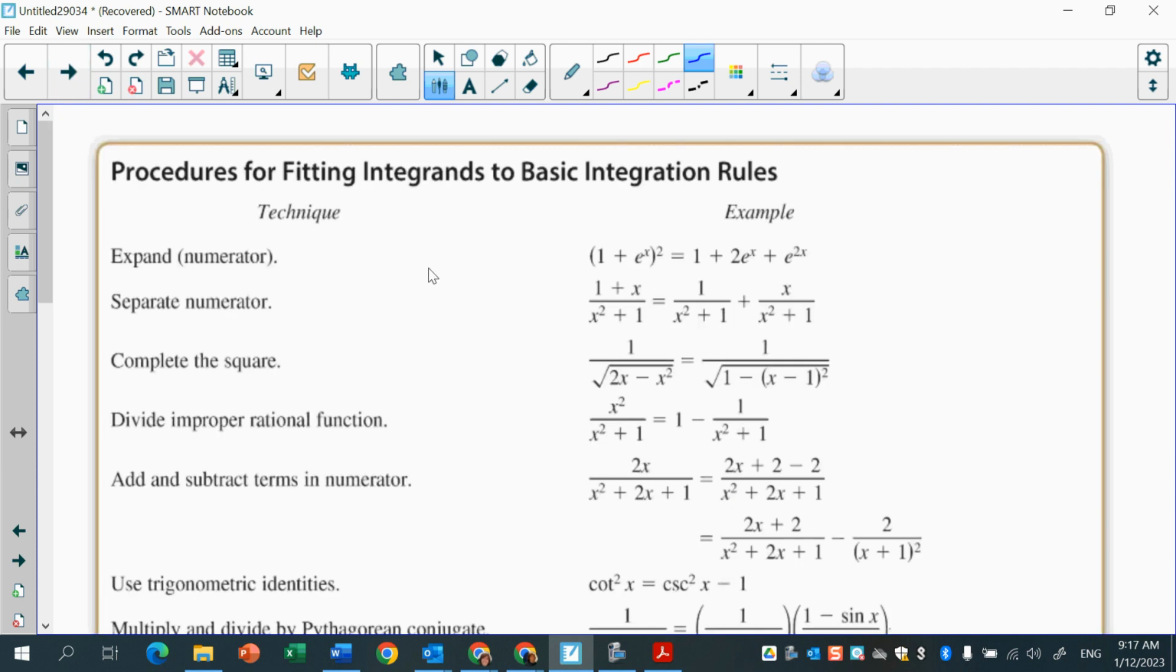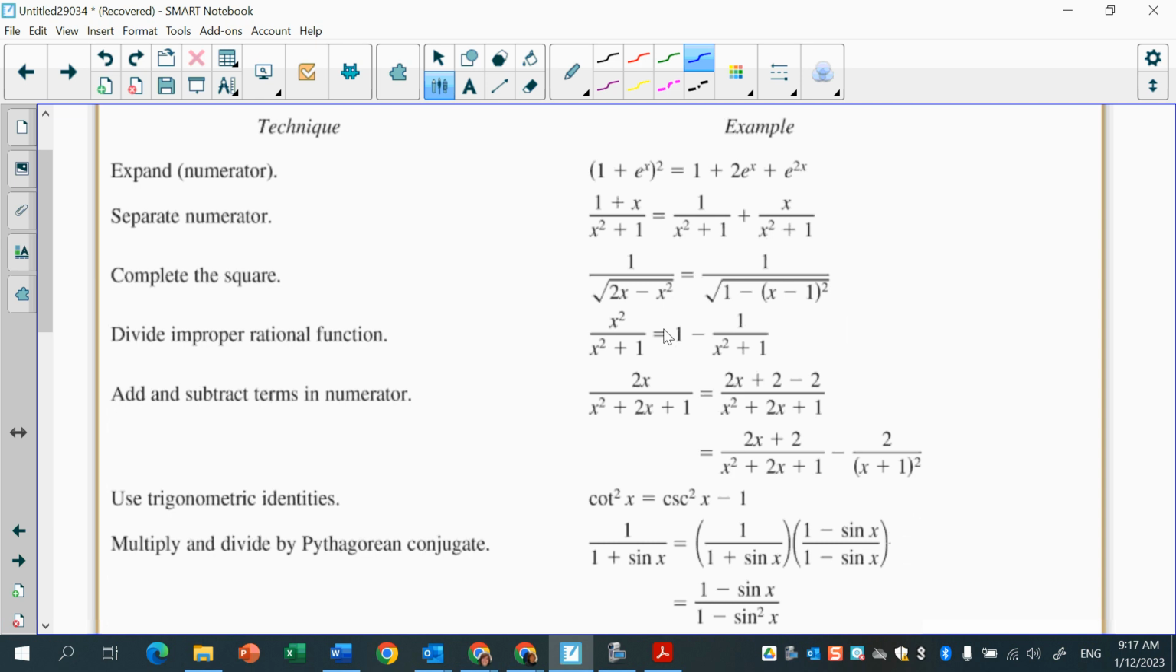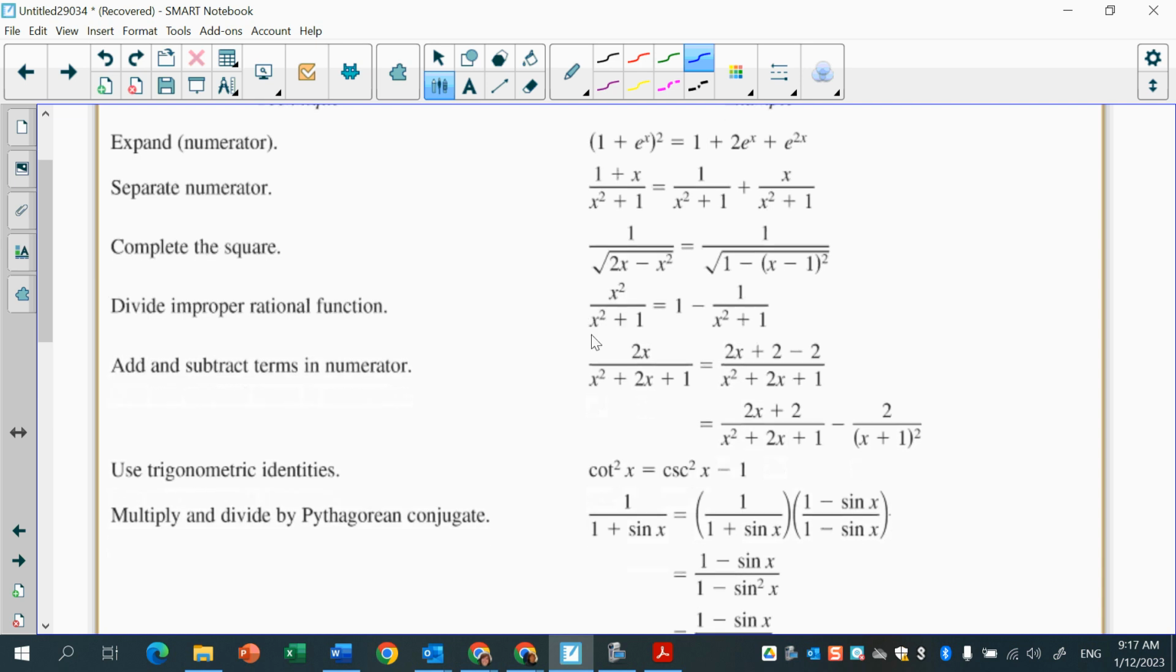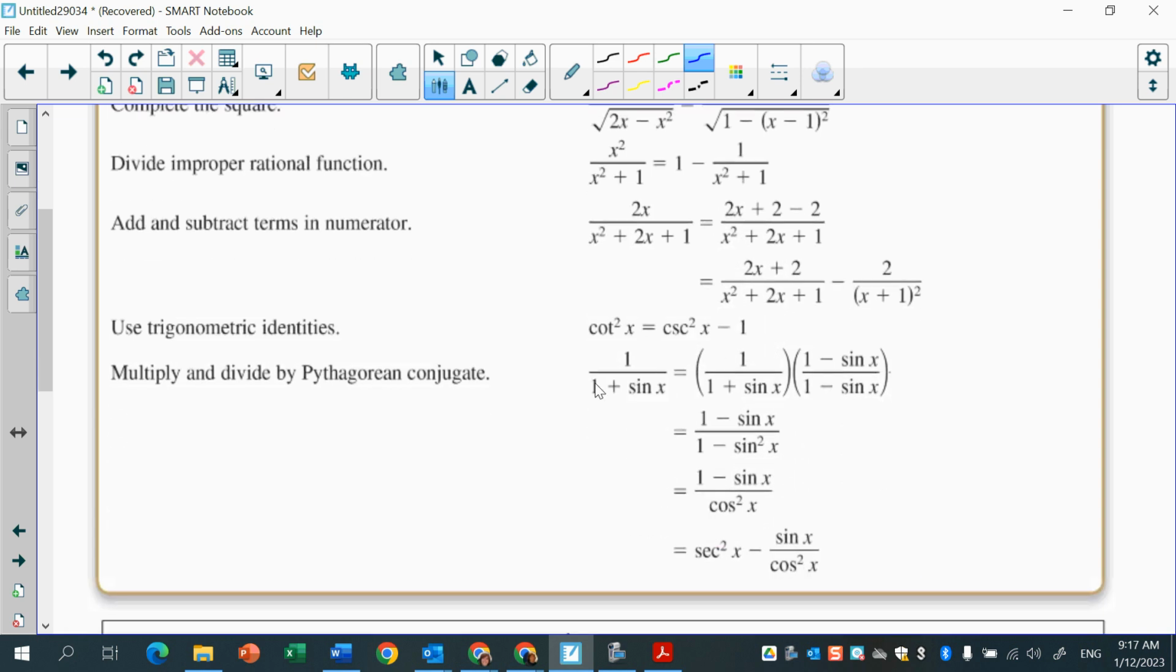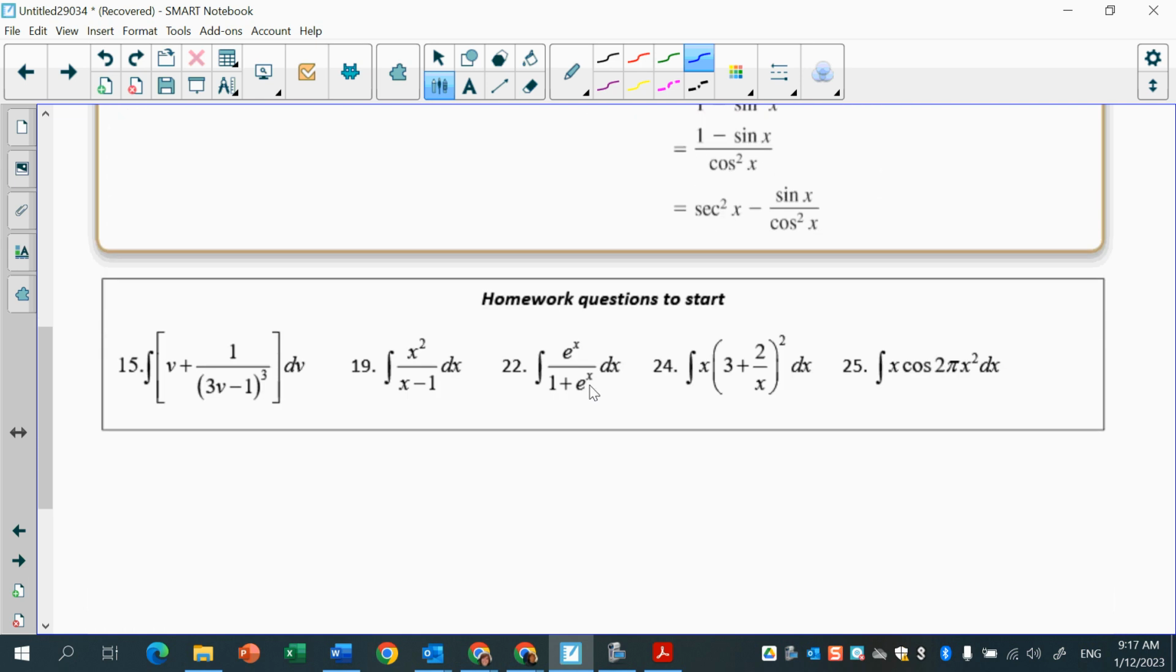And so now you'll notice that here are the examples of them. Expanding, here's my expansion. Separating the numerator. Completing the square goes with algebra stuff. Dividing, so you get out of having x squareds on top, so you're separating so you can use natural log form. Adding, subtracting to the numerator. So notice that this, again, then I can factor that. Trig identities, multiplying, dividing by conjugate.